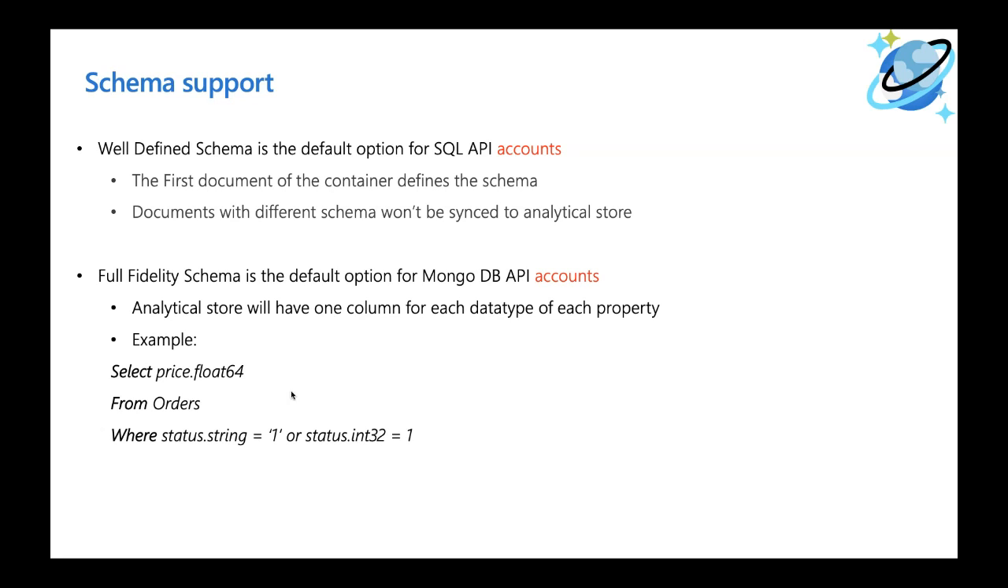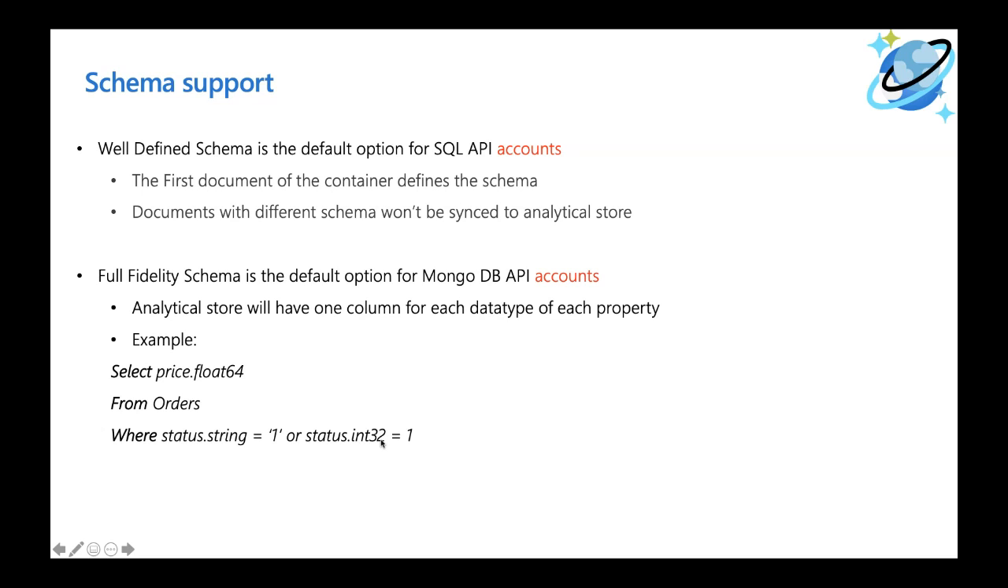But it is slightly different, or completely different for that matter, in case of the MongoDB API, because the full fidelity schema is the default option here, right? So you have a lot of flexibility. For example, if you have two records, so if you see here, in one document you have the status as 1, which is represented as a string, and maybe on the other one, it's an integer. So within the analytical store, the column names will be appended by the data type. In this case, it is status.string, or in the case of integer, it will be status.int32, for example.